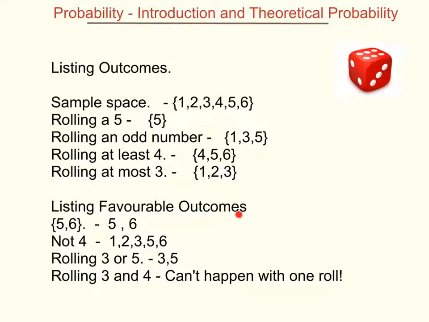Listing favourable outcomes. So if I've got 5 and 6 as the event that I want to happen, the favourable outcomes will be 5 and 6. Not getting a 4, the outcomes will be 1, 2, 3, 5, 6. 4 is missing. Rolling a 3 or 5 will be 3 and 5. Rolling a 3 and 4 can't happen because if you roll the dice you can't get a 3 and a 4 at the same time. That's the distinction between and or. With and, both things have to happen at once. With or, it can be one or the other.